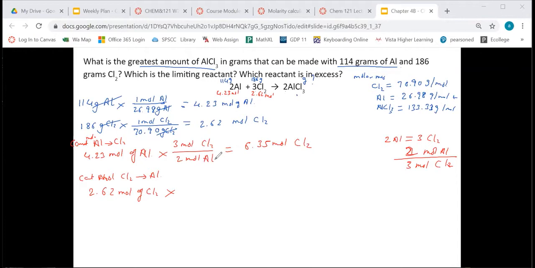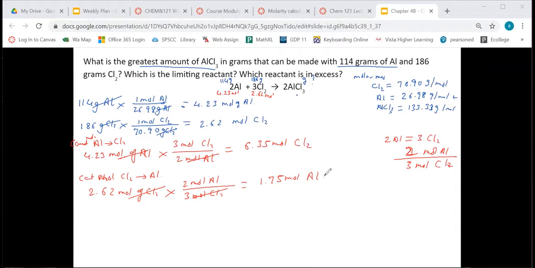So how can we do? We can just flip this, yes? So the aluminum goes on the top and 3 mole chlorine is in the bottom, because in this case this canceled out, in this case this canceled out. And then we have 1.75 mole aluminum. Make sense? Is it clear up to here?